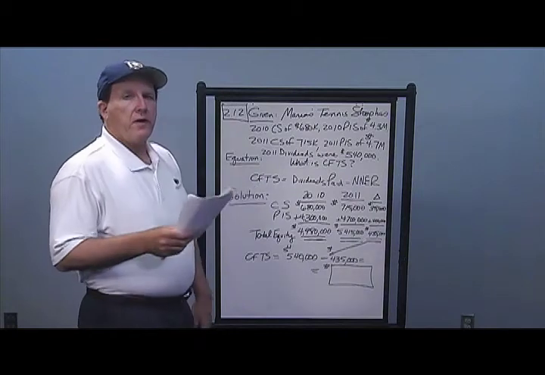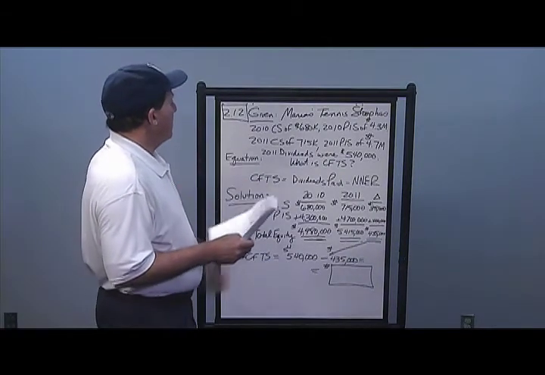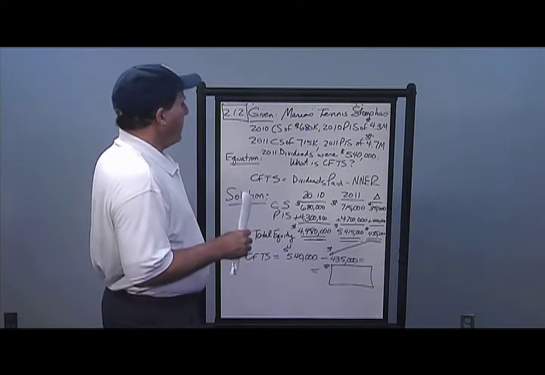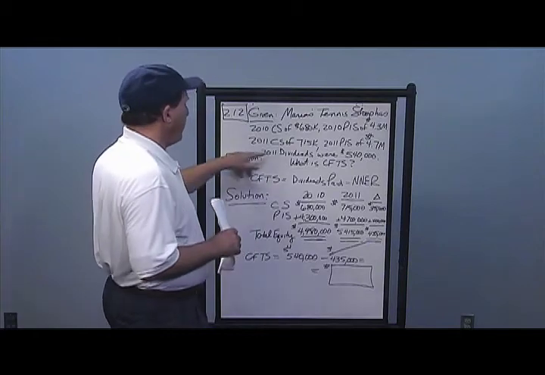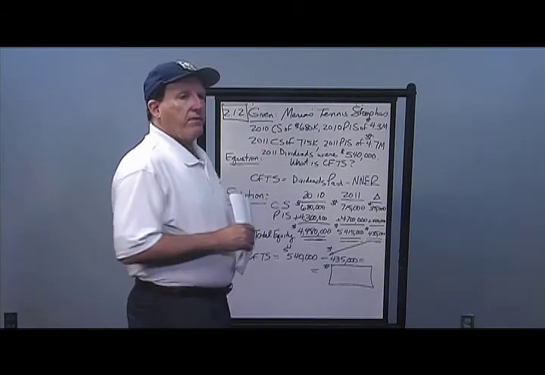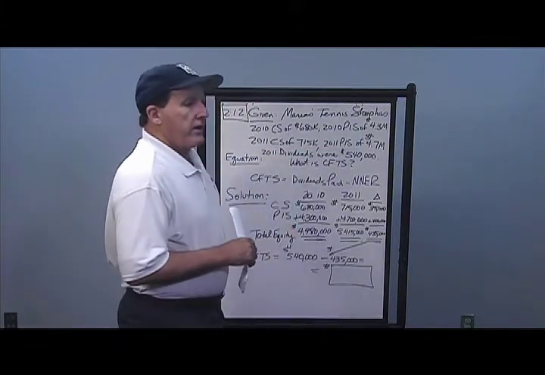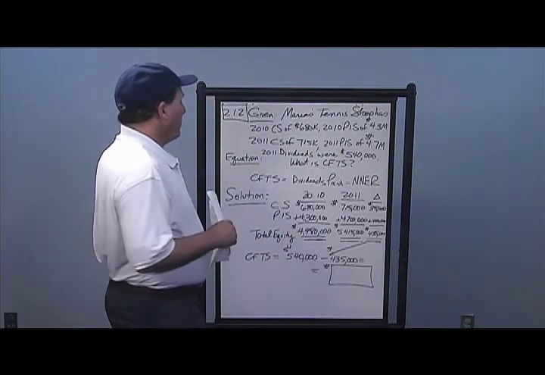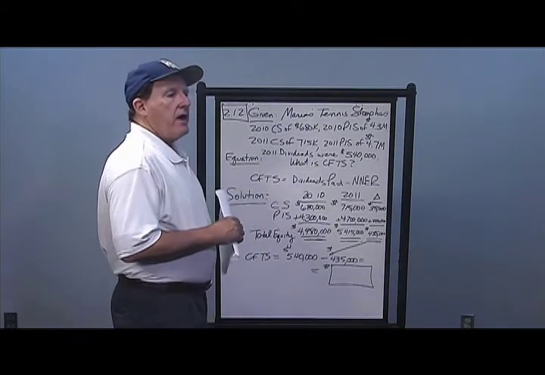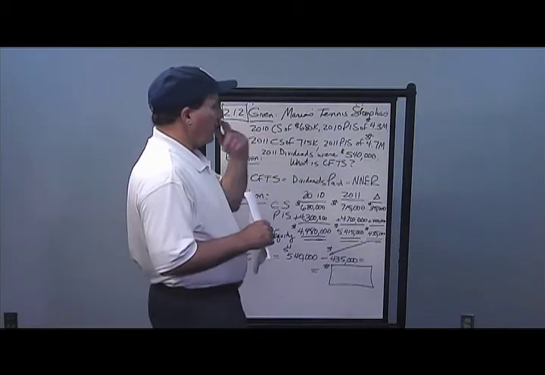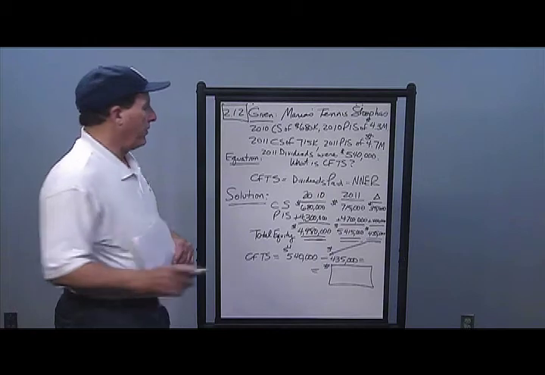Problem number 12, we have Maria's tennis shop, which has 2010 common stock of $680,000, 2010 paid in surplus of $4.3 million. In 2011, their common stock went up to $715,000, and their paid in surplus went up to $4.7 million. During the year, Maria's tennis shop paid out dividends of $540,000. And the question is, what is their cash flow to stockholders? Again, save this answer when we're finished so that we may use it in problem number 13.